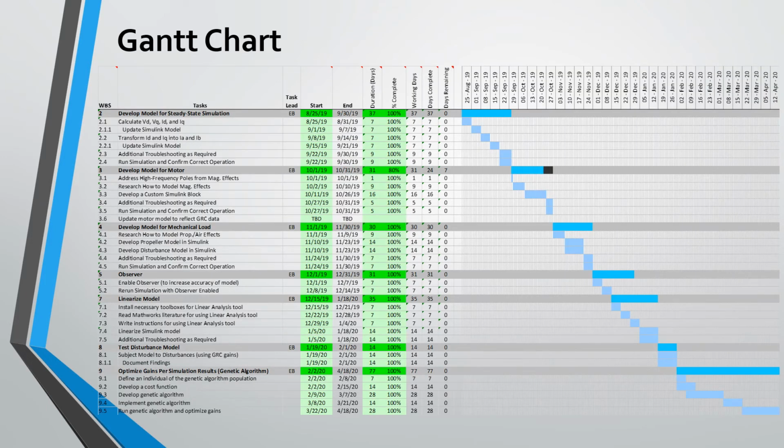This slide shows my Gantt chart. It is divided into sections based on the milestones necessary to accomplish the goals of this project. These milestones include developing a model for steady-state simulation, developing a motor model, developing a disturbance model, linearizing the model, and developing a genetic algorithm to optimize the behavior.